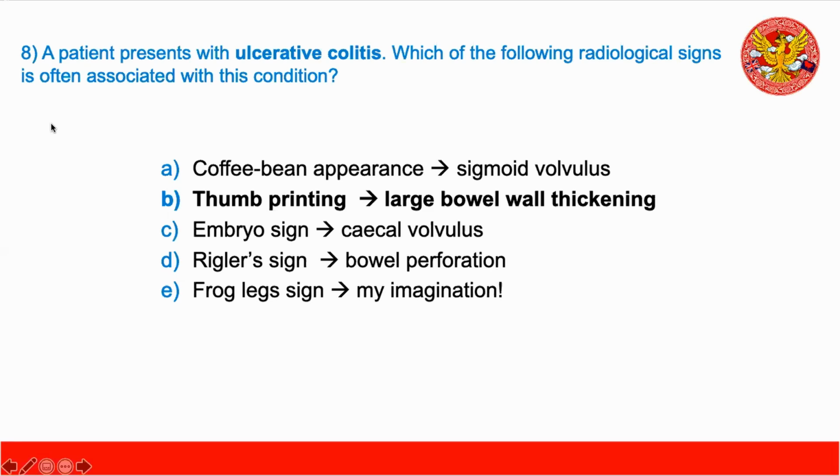A patient presents with ulcerative colitis. Which of the following radiological signs is often associated with this condition? Sorry, I don't know if this is phrased the best, but I wanted to emphasize the different signs and what they're associated with. Thumb printing is where it looks like someone has put their thumb on the abdominal x-ray, suggestive of large bowel wall thickening, and so that can be associated with ulcerative colitis. The coffee bean appearance is associated with sigmoid volvulus, the embryo or fetal sign with caecal volvulus, Rigler's sign with bowel perforation, that was the first one we did. Frog's leg sign was my imagination.